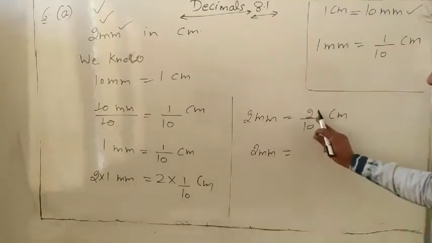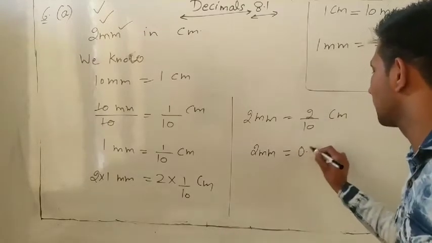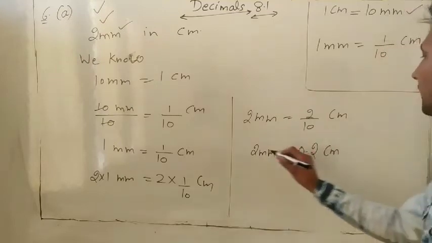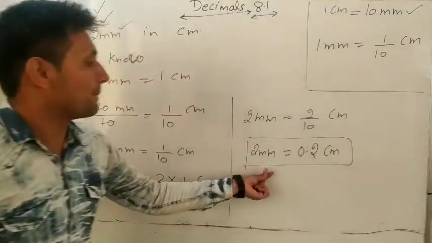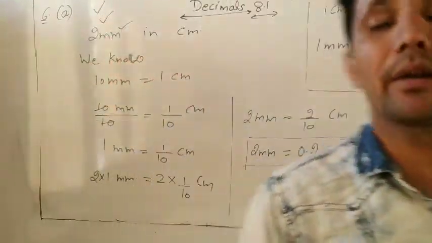equal to how many zeros in denominator? 1. So it means after decimal how many digits? Only 1. So 0.2 centimeter. So it is your answer. So it means 2 mm is always equal to 0.2 centimeter.